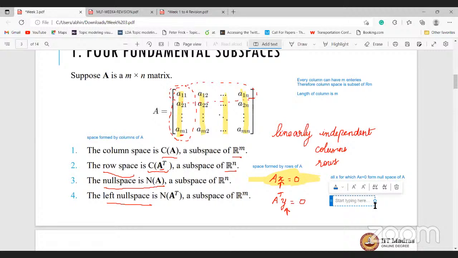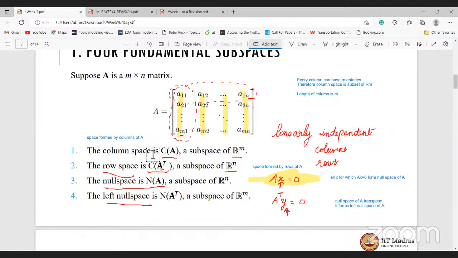Similarly, if you find the null space of A transpose, it forms the left null space of A. So basically column space of A, row space of A, null space of A, left null space of A. All these are the four fundamental subspaces.